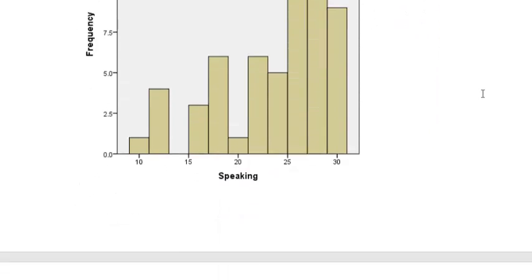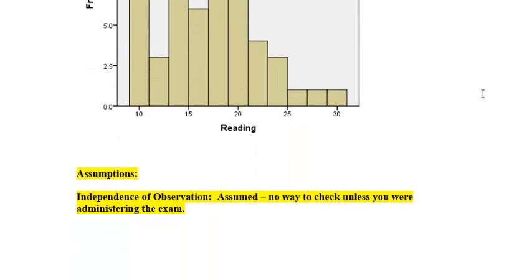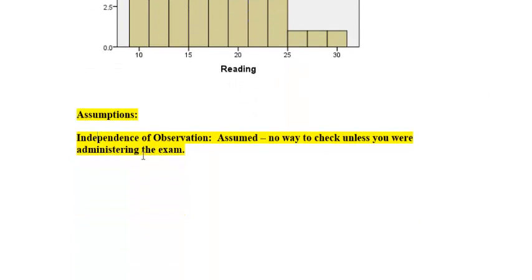Second assumption is what we call independence of observation. There's no way to check that, so you have to assume it was not violated unless you were right there administering the exam. So what that means is when somebody in one group is affecting the results of somebody in the other group.